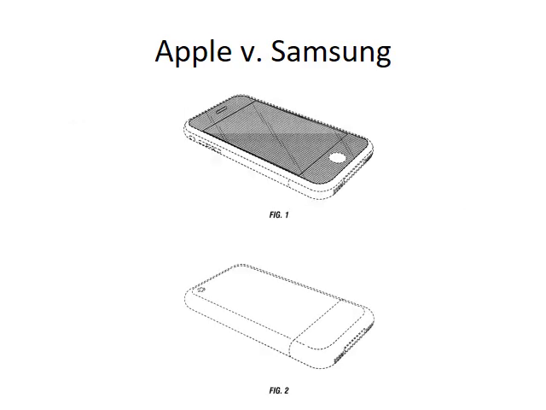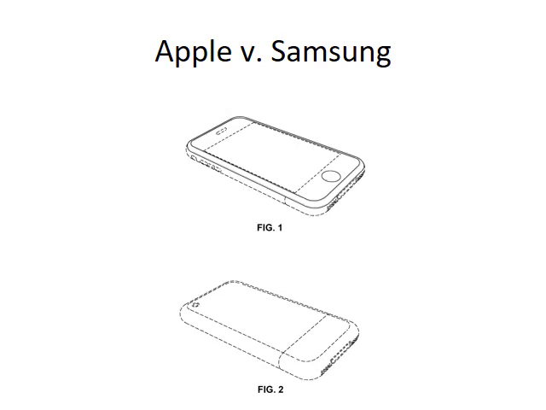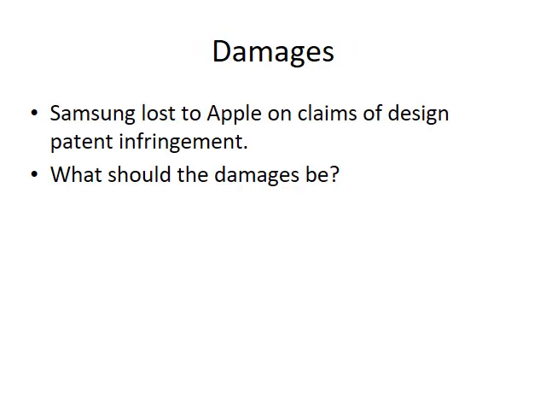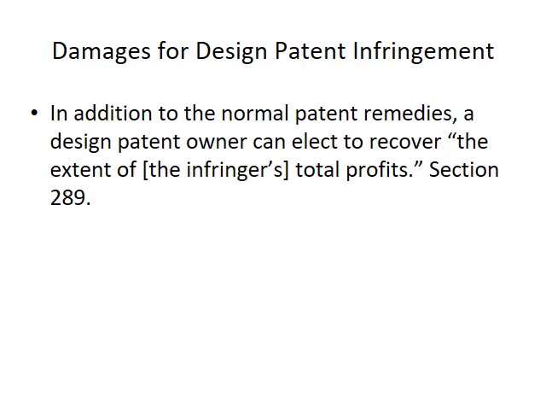This is the design that was protected. So it really is that overall shape of the screen. Not so much the button, but the ear hole, the shape of the screen, and the interfaceable part of the screen that shows things that the user can touch. So Samsung, in this instance, lost to Apple on claims of design patent. So what should the damages be? Again, you can get the total profits.